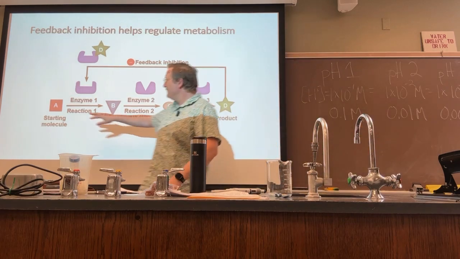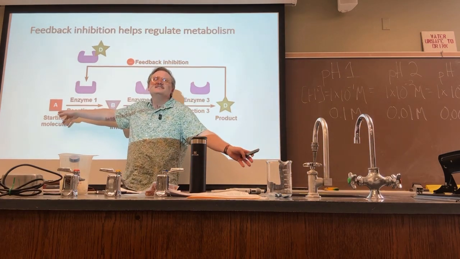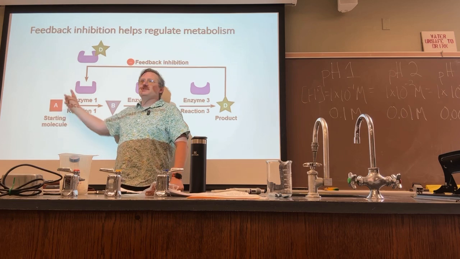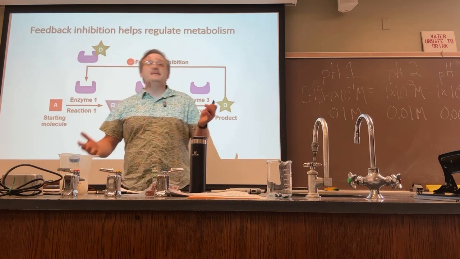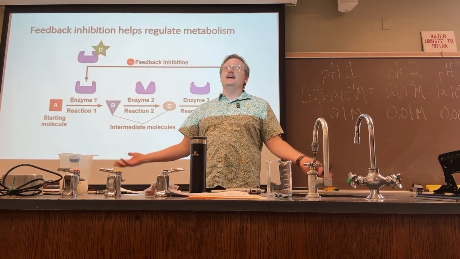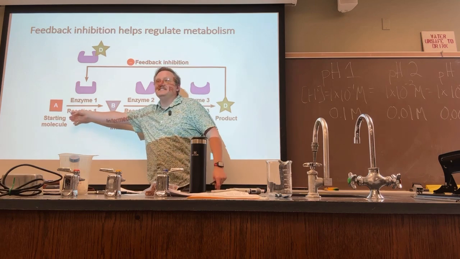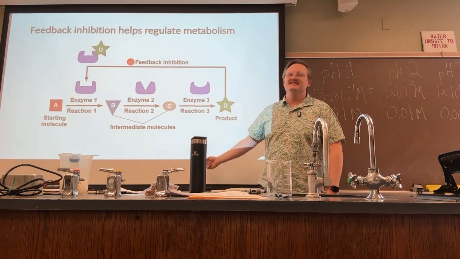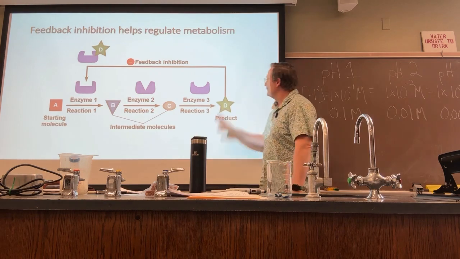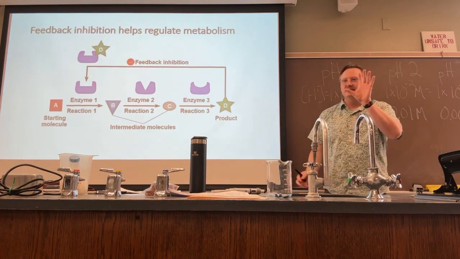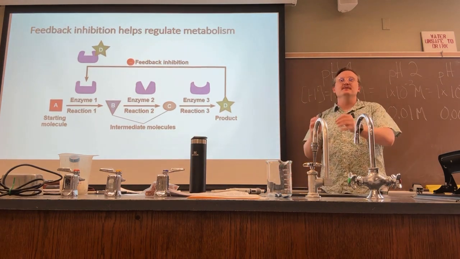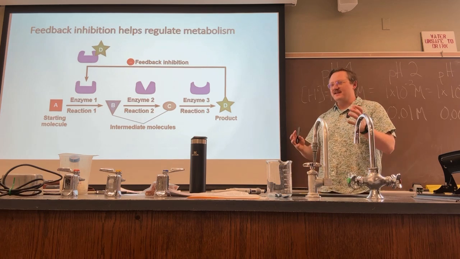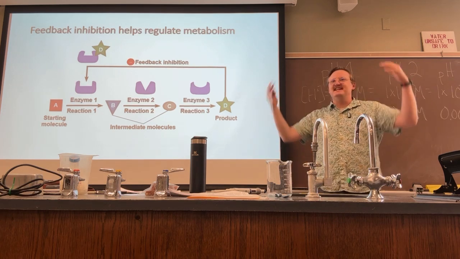Because in the metabolism of a cell, this starting molecule A is probably used to make like 20 different things. And you don't want to be wasting it making stars when you also have to make hexagons starting with it, right? And the system needs to be simple because it's chaotic inside a cell.